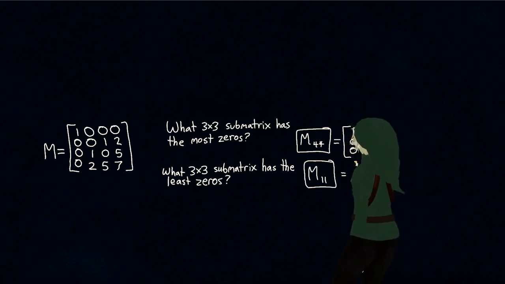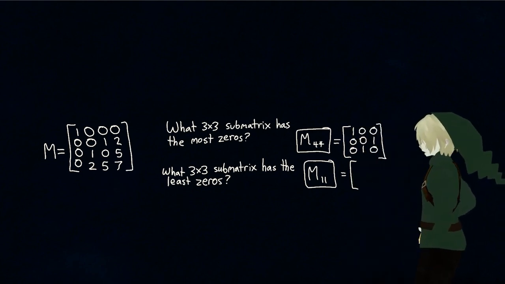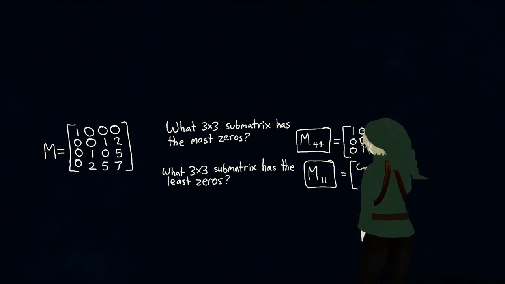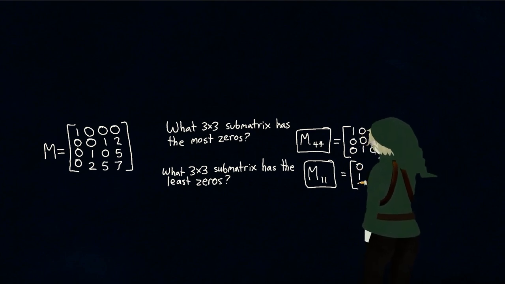In which our submatrix would look like this. It will be 0, 1, 2, 1, 2, 0, 5, 5, 7.